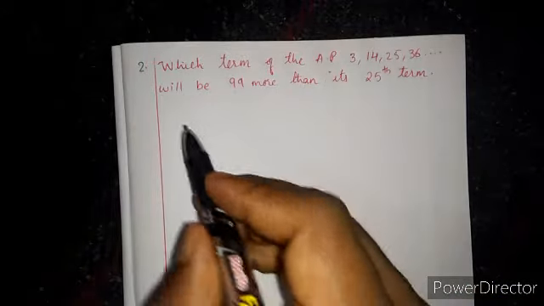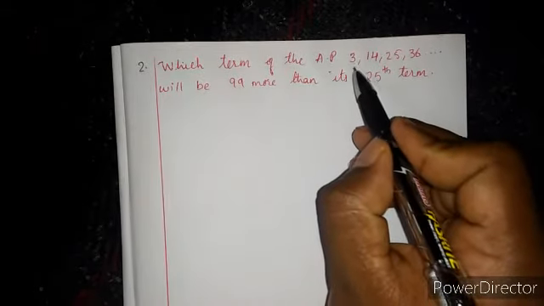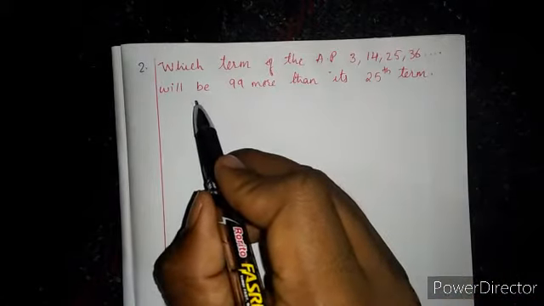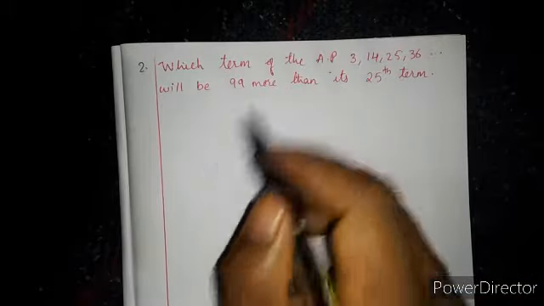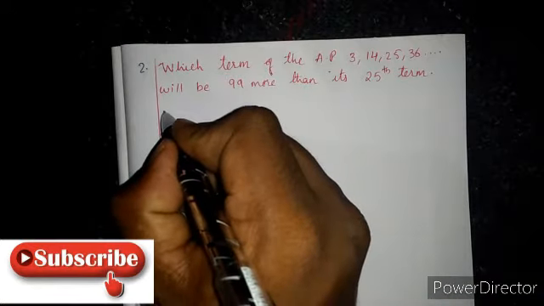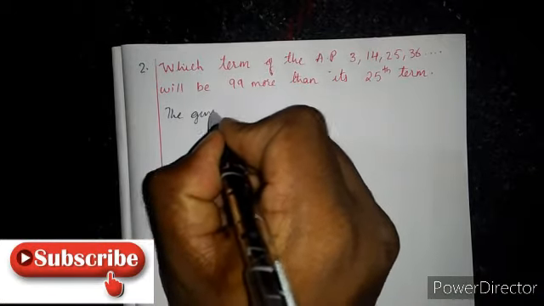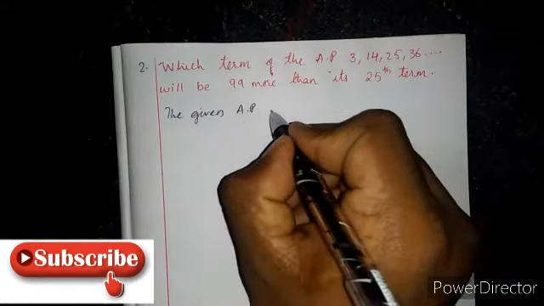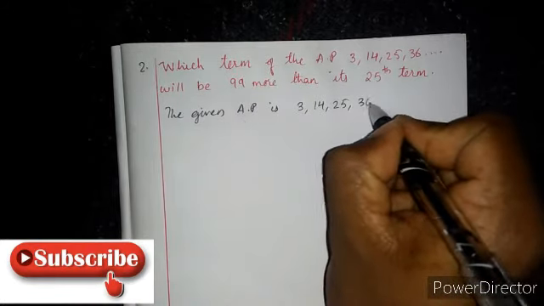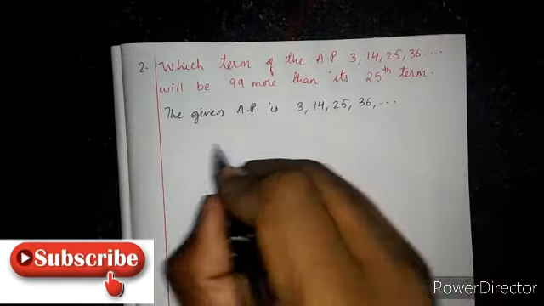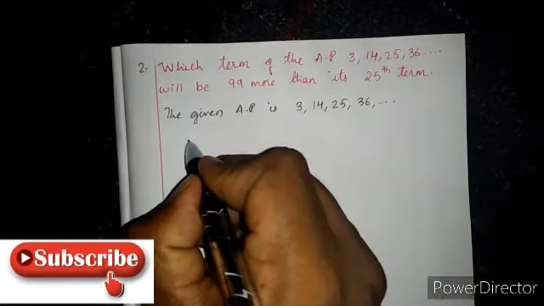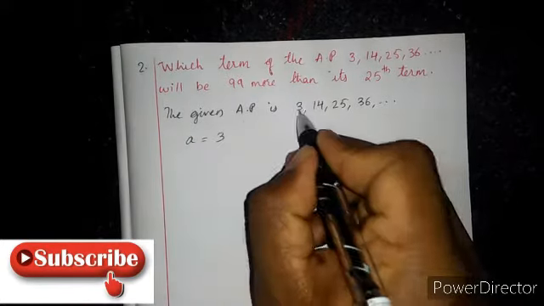Now here goes the next question. Which term of the AP 3, 14, 25, 36, etc. will be 99 more than its 25th term? So here is a given AP. So every time whenever an AP is given, our first step will be to write the given AP: 3, 14, 25, 36, etc. Okay, so here a given AP is there. From this one, what things are available for us? Just mark it down. We know A is equal to 3.